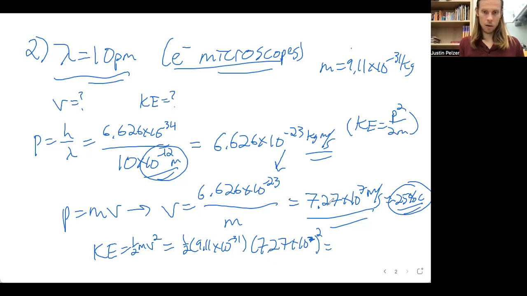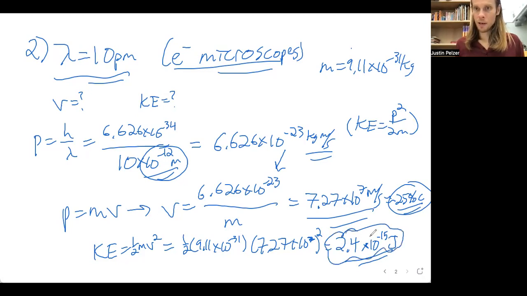Let's see what we get. I'm going to do 1/2 times 9.11 times 7.27 squared. I like doing it by coefficients. So I get 2.4 times 10 to the negative 31 plus 14 is negative 17. And I get 2 more, so I think times 10 to the negative 15 joules. You can check my work, but that's what I got. Negative 31, negative 17. I got 2 more here, negative 15 joules. So I got 240 when I multiply all that together. That's your answer. That's it.